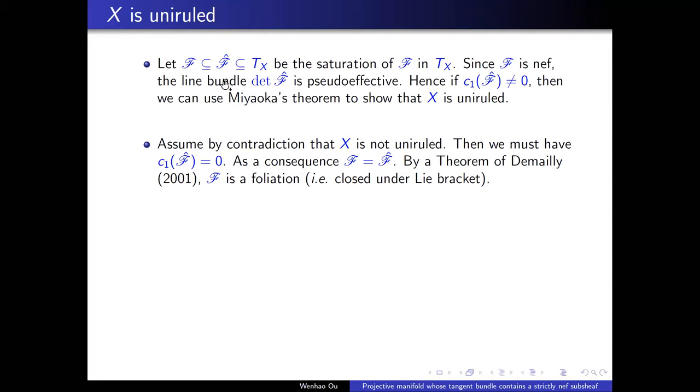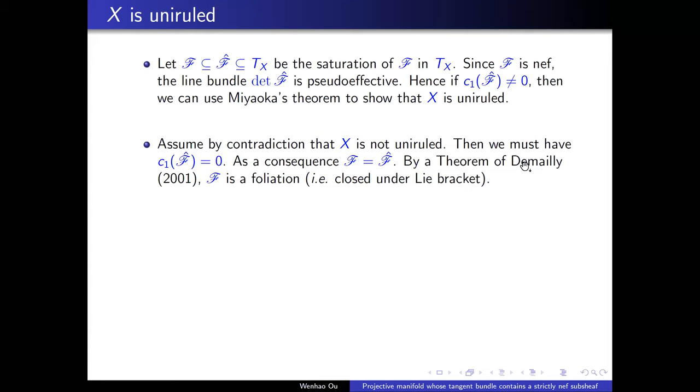Now since zero is the smallest pseudo-effective divisor, this implies that the determinant of F is zero. So the determinant of F is equal to the determinant of F hat, and F is inside F hat. This just implies that F is equal to F hat, because F is a vector bundle and F hat is reflexive. So in consequence, if c_1 of F hat is zero, then we have F equal to F hat. Now, F is a saturated subsheaf in T_X, and it is indeed nef with trivial determinant, so it is numerically flat. So we can use a theorem of Demailly to show that F is indeed a foliation, which means that F is closed under Lie bracket.